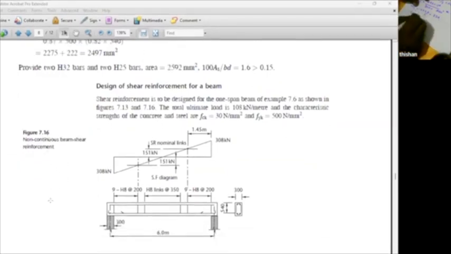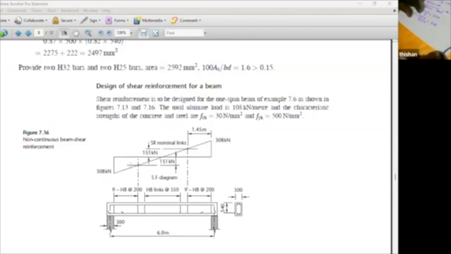So you get 324 multiplied by 2850 divided by 3000. What is the value? 307.8. Yeah, so 308. So you can see these values are okay. 308 at the face of the column.